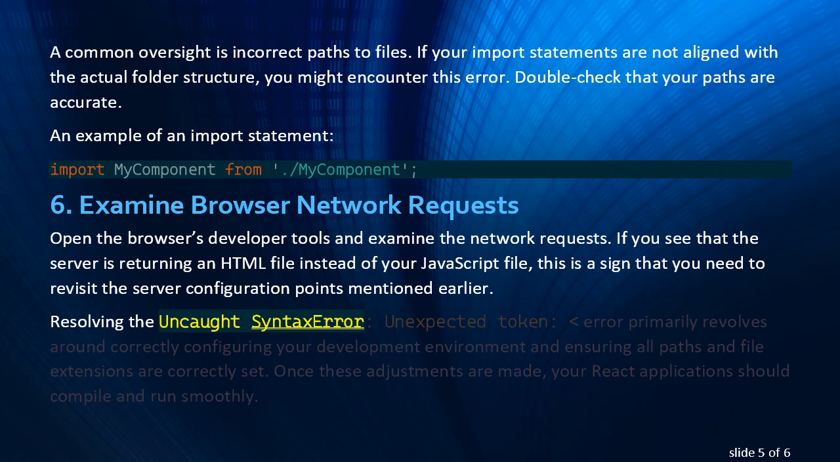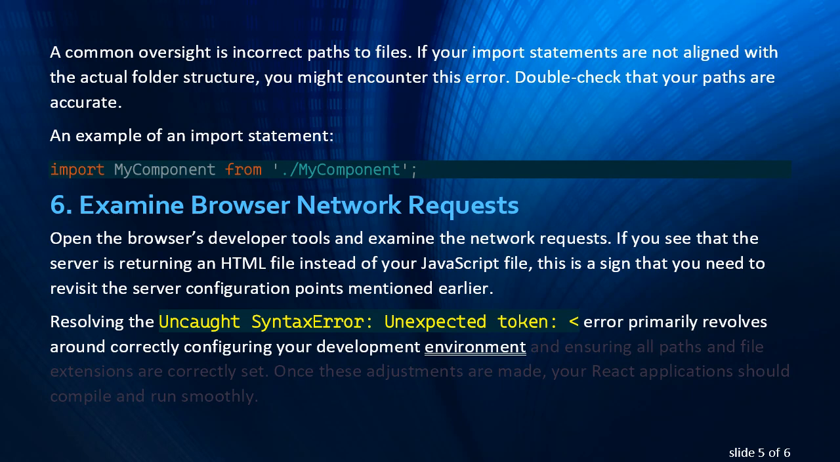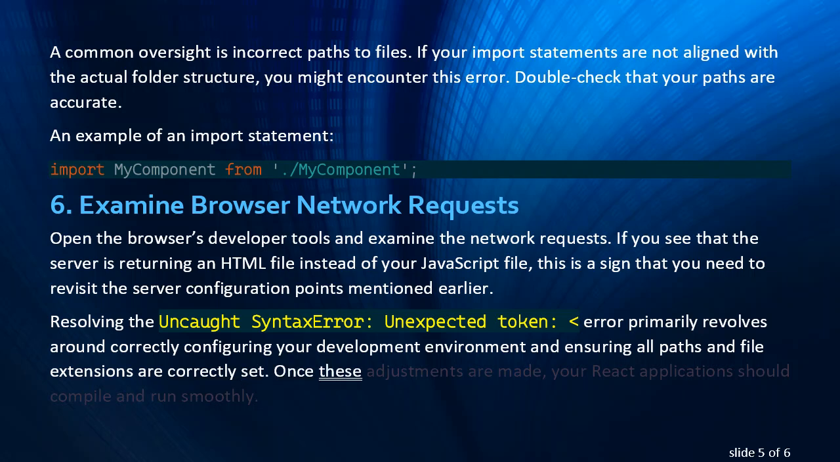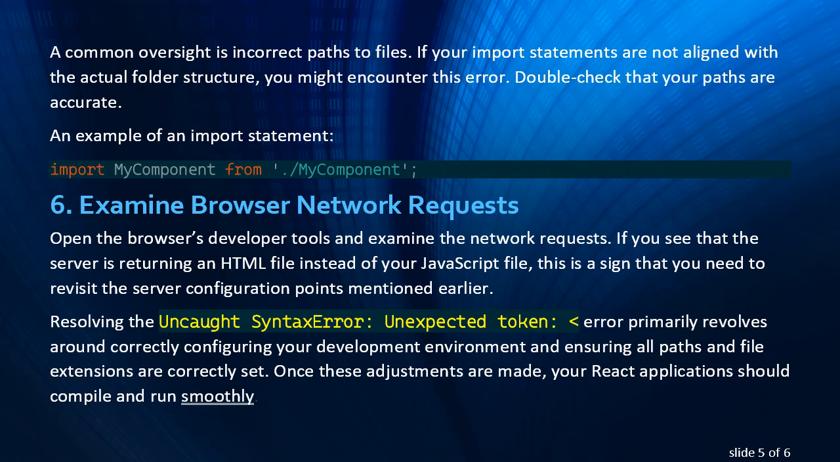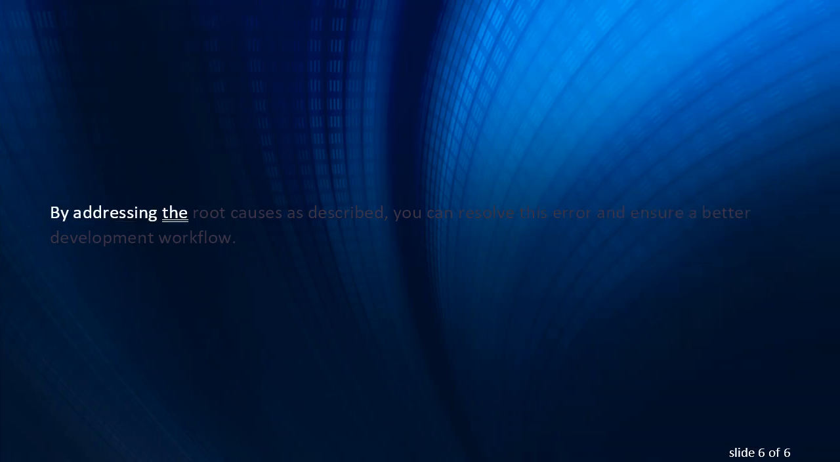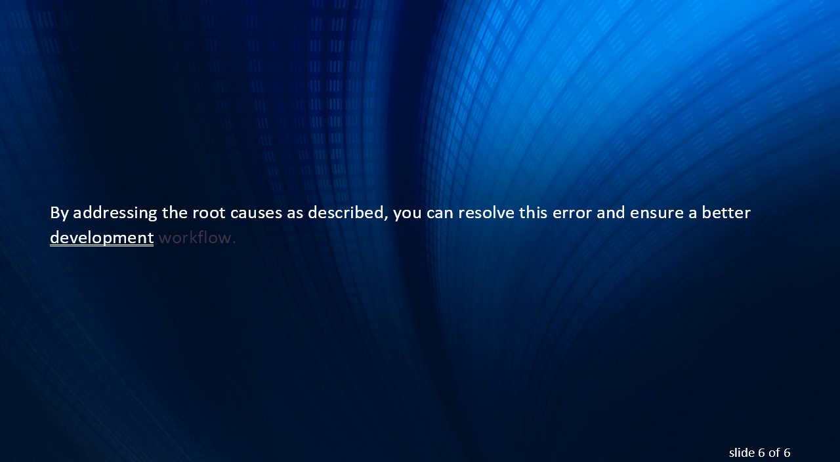Resolving the uncaught syntax error, unexpected token, error primarily revolves around correctly configuring your development environment and ensuring all paths and file extensions are correctly set. Once these adjustments are made, your React applications should compile and run smoothly. By addressing the root causes as described, you can resolve this error and ensure a better development workflow.